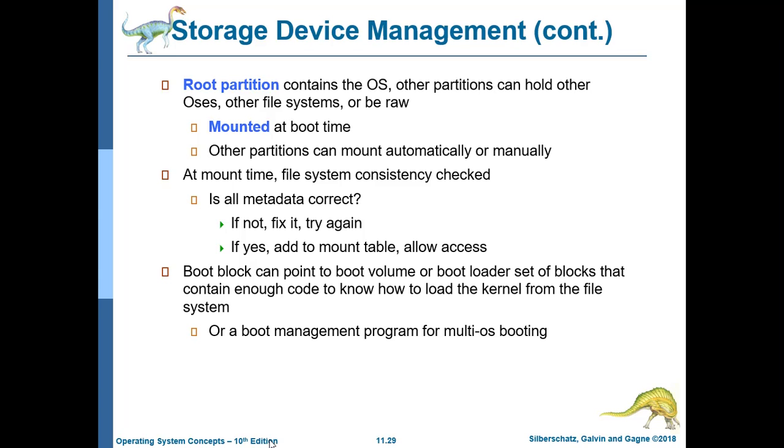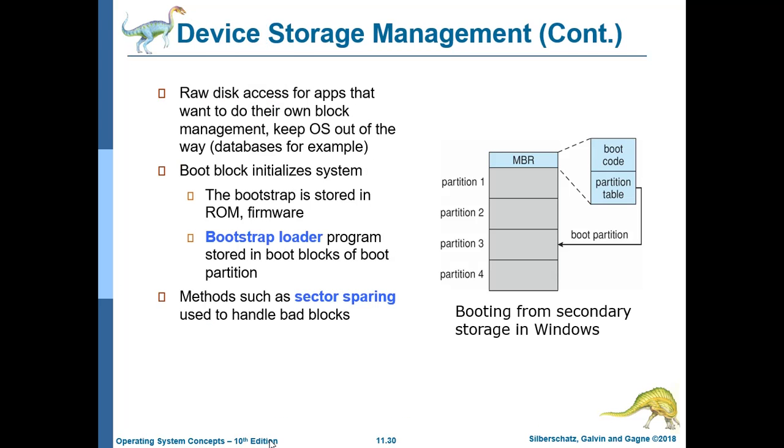Then the boot block can point to a boot volume or boot loader, a set of blocks that contain enough code to know how to load the kernel from the file system, or a boot management program for multi-OS booting. An example of a boot management program is GRUB, which is used for dual boot of Windows and Linux. Next, raw disk access is for apps that want to do their own block management and keep the OS out of the way. For example, these apps are databases.